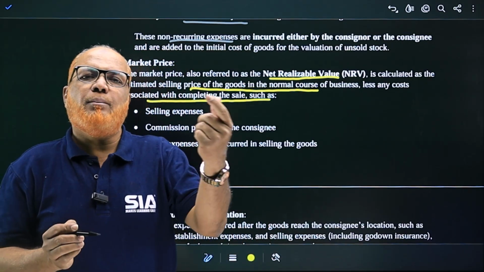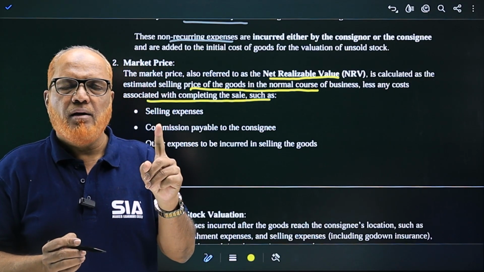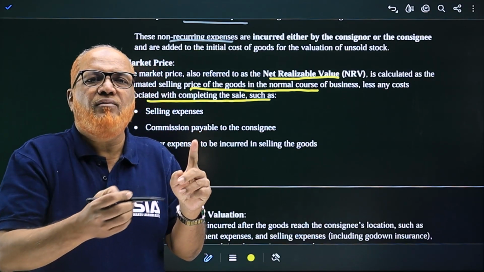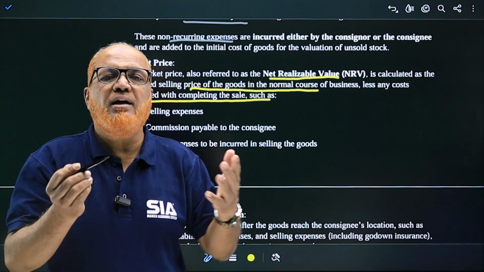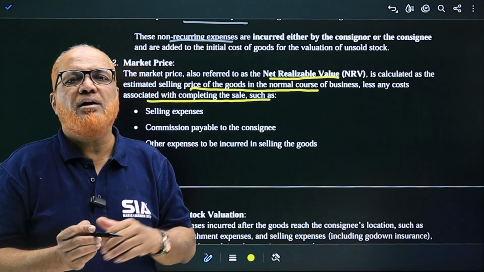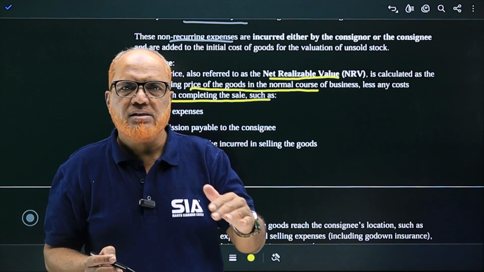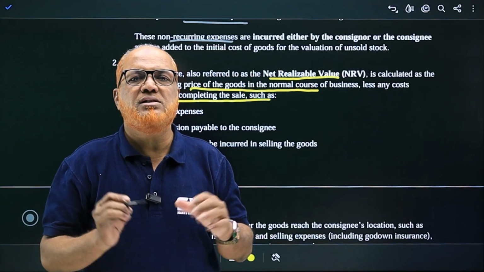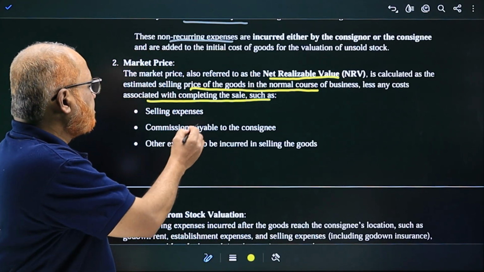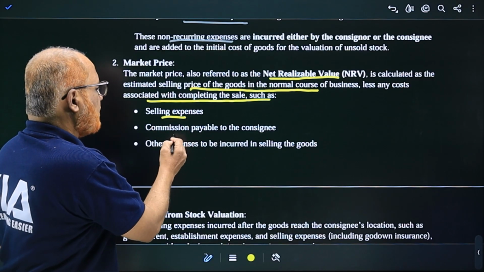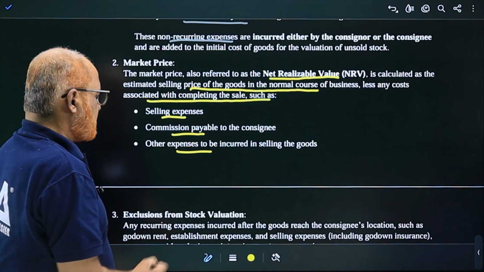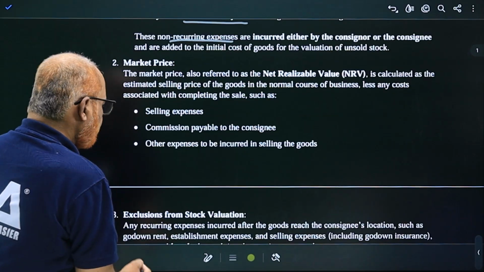For example, the market value of goods is 1 lakh. But to sell the goods at 1 lakh, we have to incur 10,000 rupees selling expenses. So deduct selling expenses: 1 lakh minus 10,000, 90,000 is the net realizable value. Such costs include selling expenses, commission payable to the consignee, and other expenses to be incurred, right?